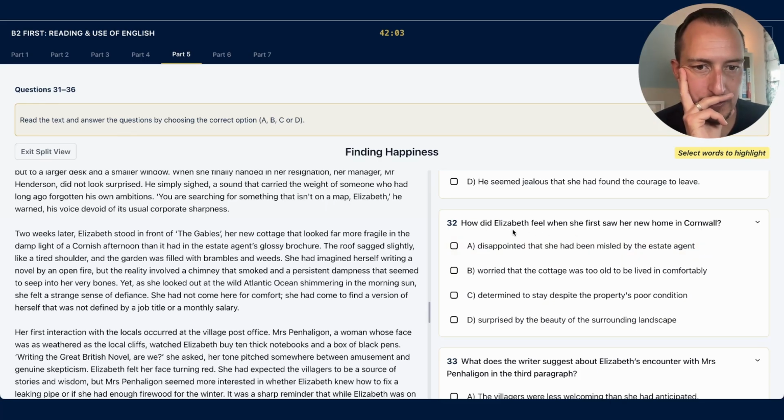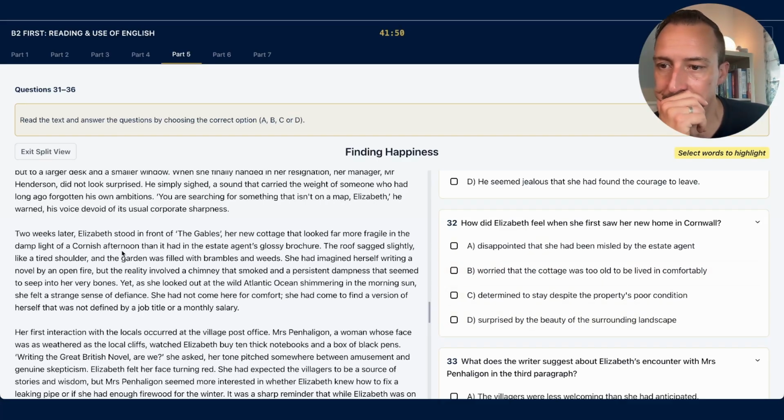Okay, let's move on to paragraph 2, and we know where to look for question 2. It's in paragraph 2. How did Elizabeth feel when she saw her? Okay, so feelings are common questions in part 5. Look at the adjectives carefully. Disappointed, worried, determined, surprised. So let's have a look for those. Two weeks later, it was a new cottage. The roof sagged slightly, like a tired shoulder. She imagined herself writing. Okay, this looks like it might be key.